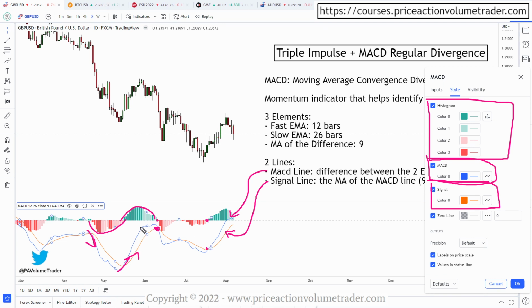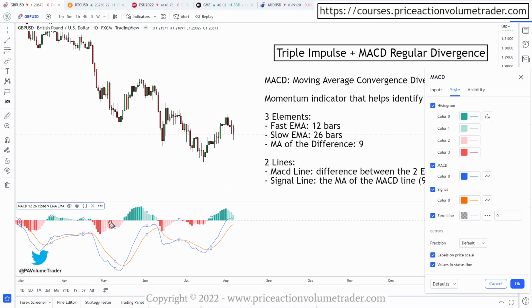And then when the lines start getting more apart, the histogram starts getting larger and larger. And now you'll notice in the histogram, sometimes it's red, sometimes it's green.